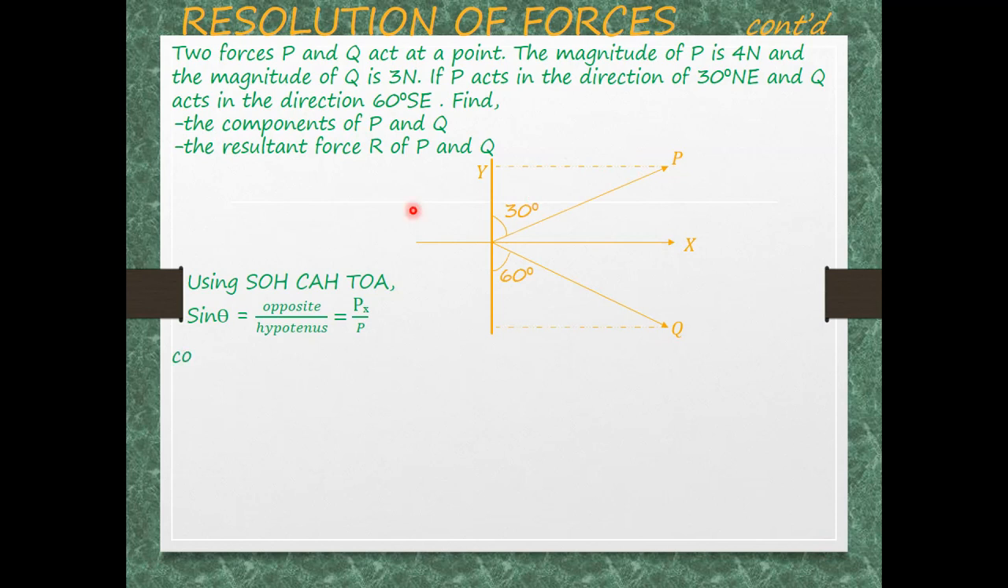So cos theta is adjacent over hypotenuse. In this regard, this becomes our Qx, and this becomes our Q, and we'll have this side facing the what? The opposite angle. So I have Py all over what? P, and this is a Py adjacent to this angle.